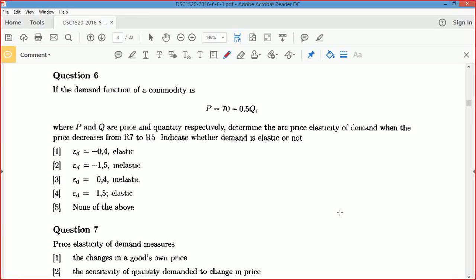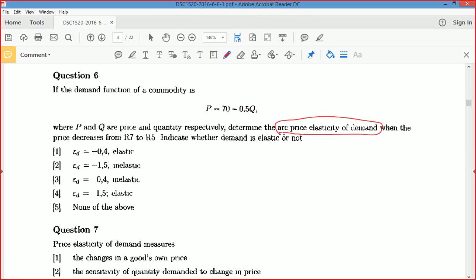Determine the arc price elasticity of demand when the price decreases. That's important. Great. Okay, so now you've got that. Arc price elasticity of demand. I gave you a page reference as well for that. I'm going to refer back to the textbook because the textbook is the best resource when it comes to information. Price elasticity of demand, page 90 and 98. Okay, so let's check those 2 pages.